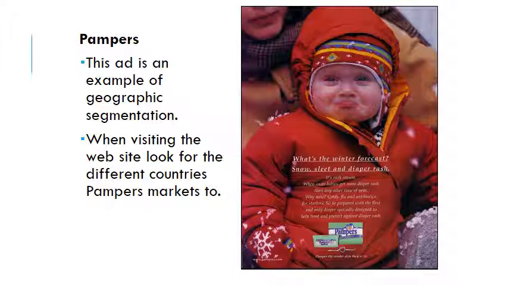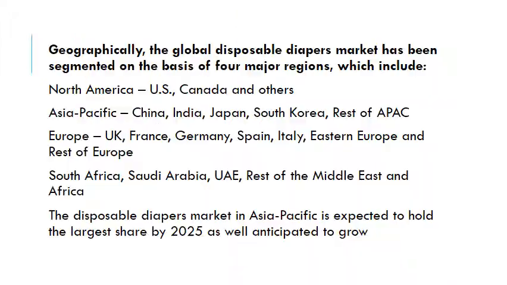Nestle also has geographic segmentation. Many of the companies use a mix of parameters to segment, like geographic, a combination of geographic and demographic, or demographic and psychographic. So these are the kinds of segmentation generally.